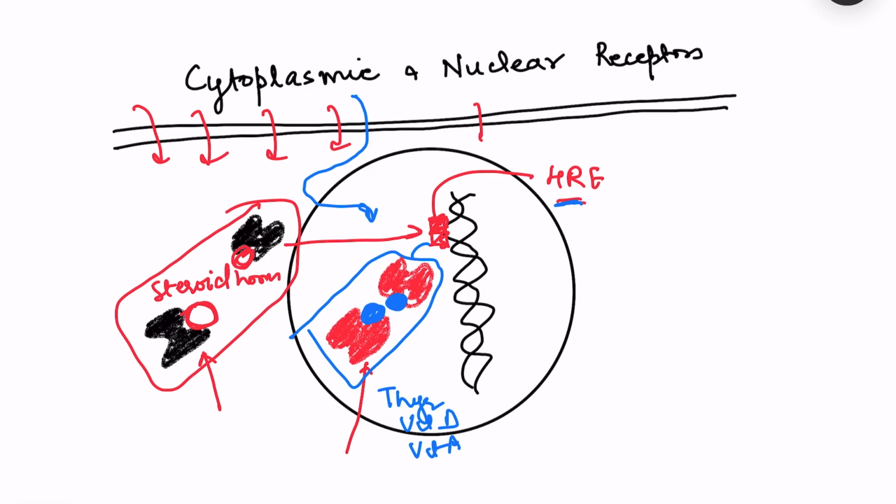Only one thing you remember here, that there can be formation of heterodimers also. That means one type of receptor associates with another type of receptor, like mostly they associate with the retinoic acid receptor, the vitamin A receptor. Okay, so that is how the cytoplasmic and nuclear receptors bring about the action.